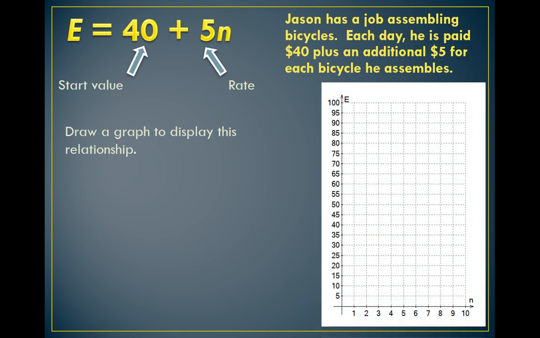Okay, you got your graph there? Ready? If he sells 0 bicycles, how much money does he get? 40. So right at 0, you put a 40. Dot right there.